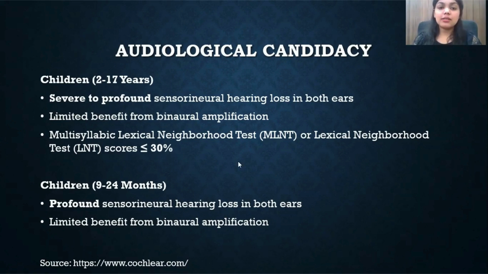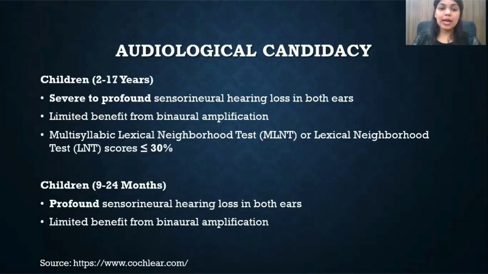And coming to speech discrimination, a speech discrimination score of less than or equal to 30% in the Multisyllabic Lexical Neighborhood Test can be considered. And when it comes to younger children, 9 to 24 months, a bilateral profound sensorineural hearing loss with little or no benefit from using binaural hearing aids can be considered a good candidate for cochlear implants.